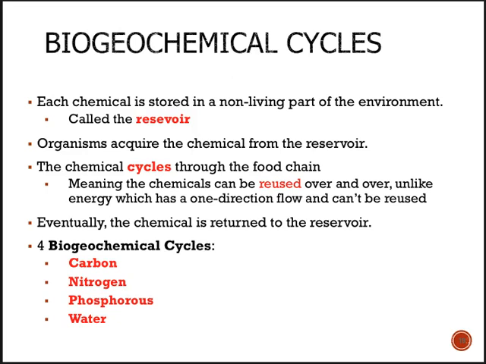And that, it turns out, is very consistent no matter which of the biogeochemical cycles that your book brings up. So these chemicals cycle through the food chain, which means that the chemicals can be used over and over and over again. This is very different from how energy works. Energy was a flow. It only went in one direction, but chemicals can be recycled and reused.